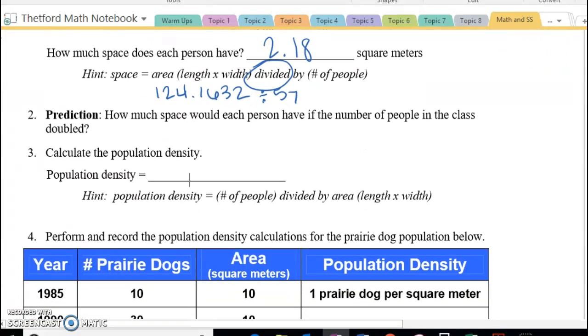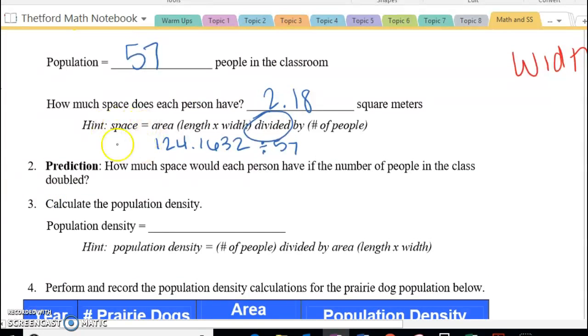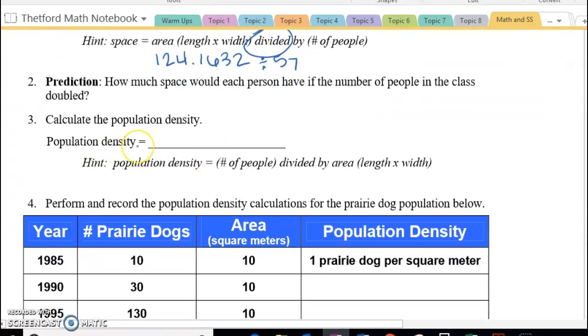So when we want to calculate population density, this is a little bit different than what we just found. So up here, we were finding how much space each person would get. Down here, we are trying to figure out how many people would take up an amount of space. And so down here, the only difference is that our formula is reversed. And so when we find population density, this time we do the number of people, and we're going to divide that by our area.